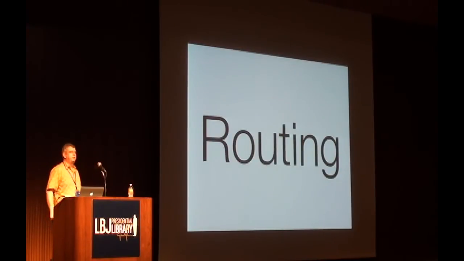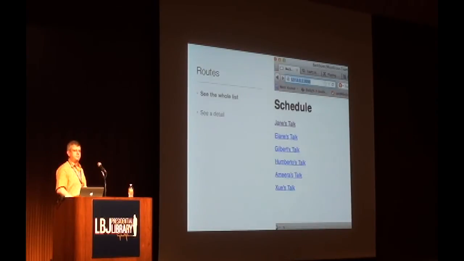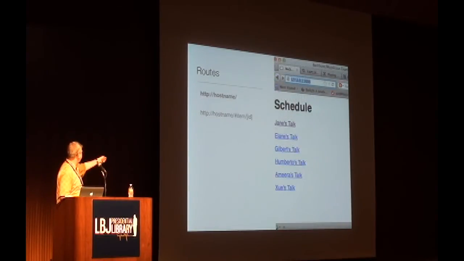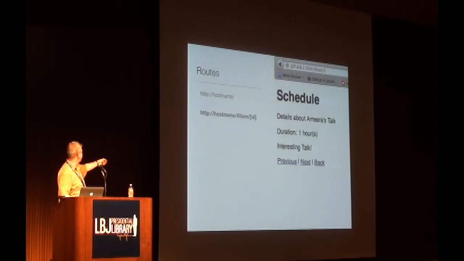So back to the problem. The core of all these single page apps is routing. In that single page app that I demonstrated, you wanted to do two things. You wanted to see the entire list, and you wanted to see a detail. So we can convert that to say, okay, hostname gets us the whole view, and then hostname hash item ID gets you a detail view.